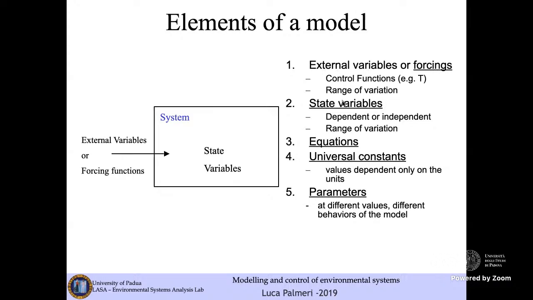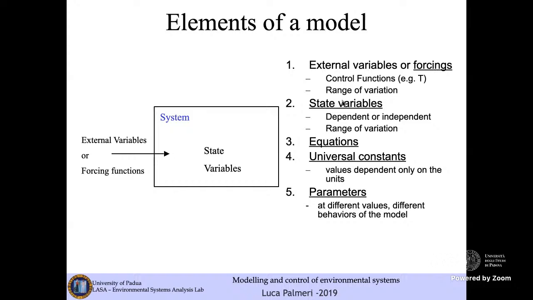The fourth element is that of universal constants. Typically, these values depend only on the units you employ for measuring or describing some processes. A typical universal constant is the speed of light. You know that in our universe, the speed of light is a constant whatsoever.